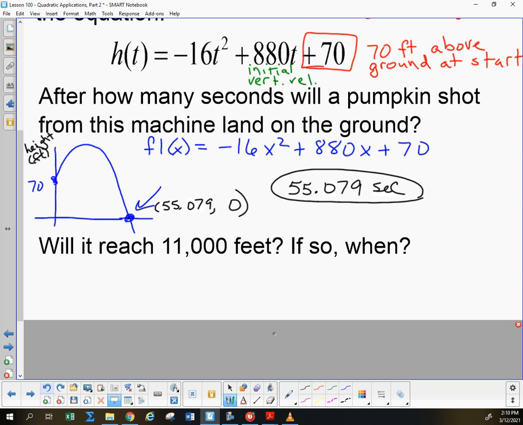And this axis, you must always label time in seconds. Well, there may be some problems where it is something different, but you always need to label what it is. Your vertical motion ones, it will be time in seconds. So feet, that's going to be on the y-axis. That means we want to know, does it get to a place where y is 11,000? So we are going to draw a horizontal line on our calculator graph where y is 11,000.